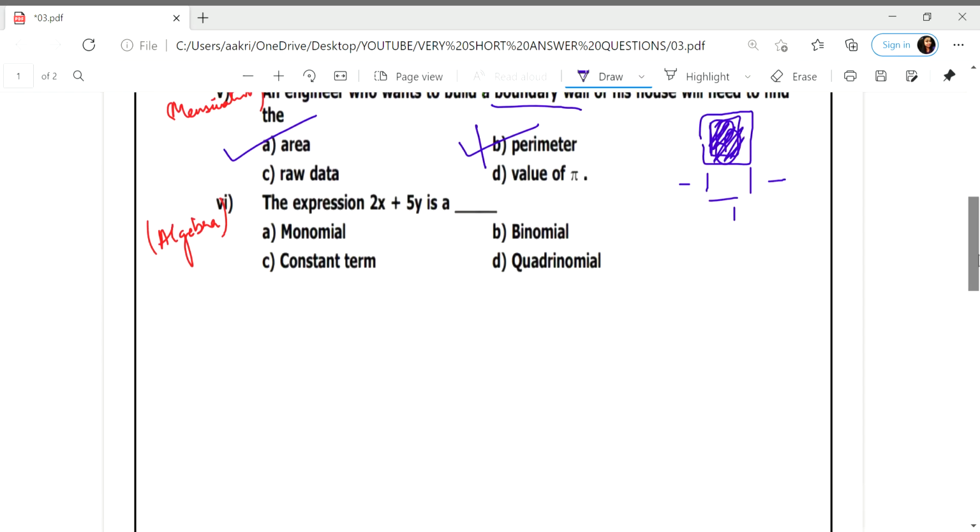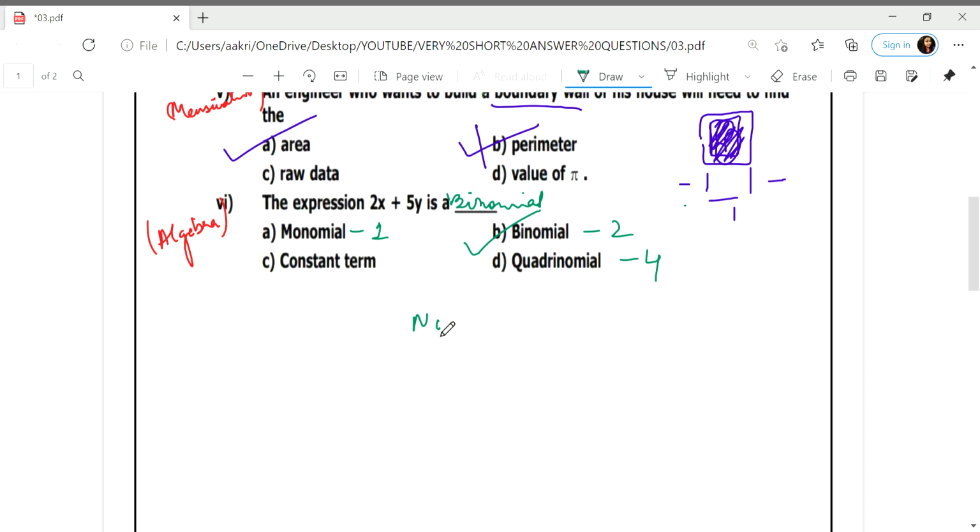Let us see, the expression 2x plus 4y is what? Now when any expression has two terms, it is called a binomial. So monomial consists of one term, binomial consists of two terms, constant term is a single number, and quadrinomial means the number of terms is 4.